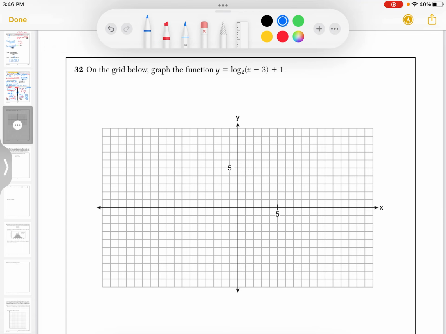Okay, 32. We have done so many log graphs on Regents exams. We need to get this down. It is a very common question. On the grid below, graph the function blah.